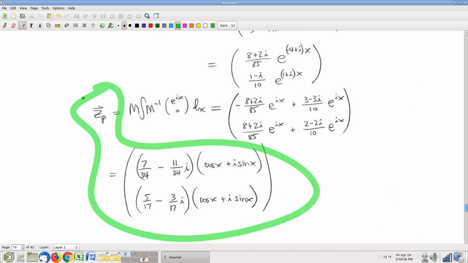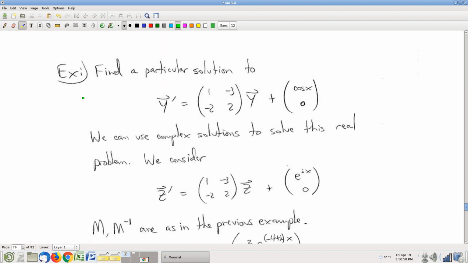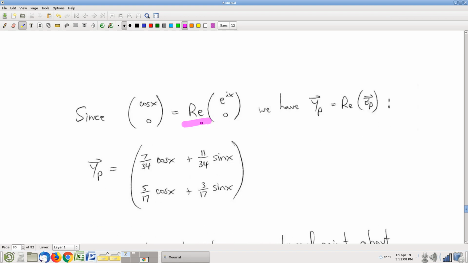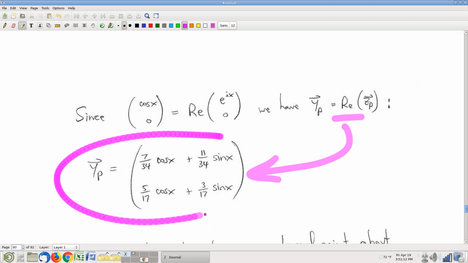That's your Z. Keep in mind, our strategy was once you know the Z, you just take the real part to get the Y. So taking the real part, multiply it out and you get this. And there's that solution. What do you think? Everybody okay? Questions?